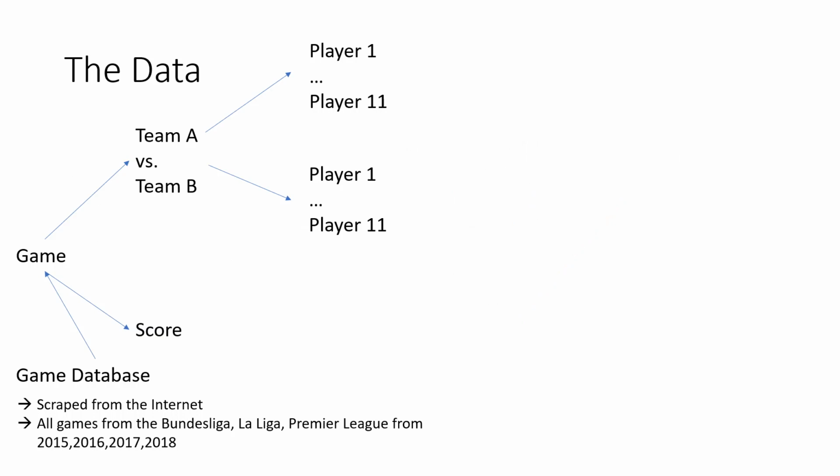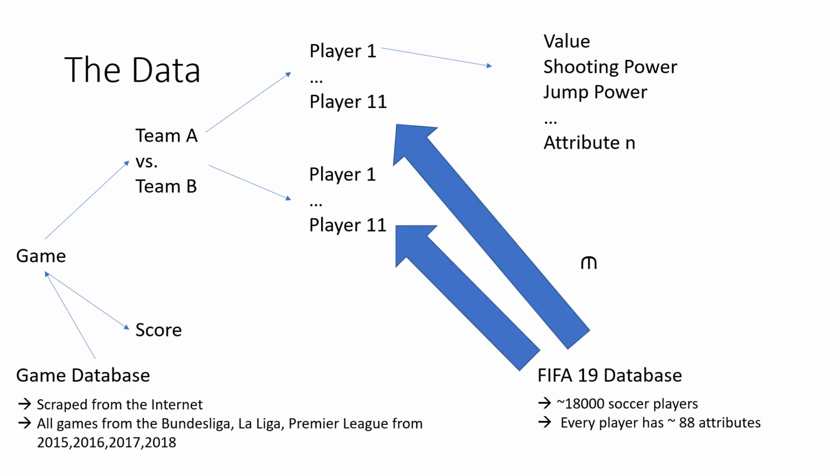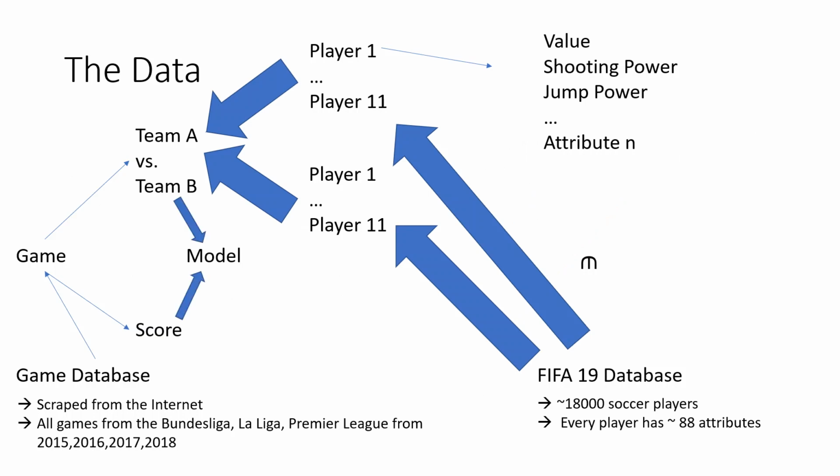Two teams are comprised of 11 players, so player 1 to player 11, and one player of course has many attributes. So how much is he worth, how good can he shoot, how high can he jump, and so on and so on. Now the question is, where do I find these attributes? And for that I chose the FIFA 19 database, which gives me these attributes from about 18,000 soccer players, and every player has about 88 attributes. So from this I built the team, and from the team I built one game, and from the score and the game data I can train a supervised model, which then helps me to predict the outcome.